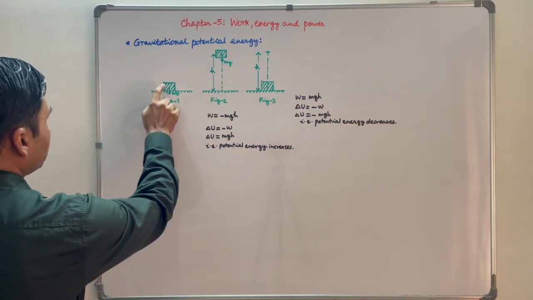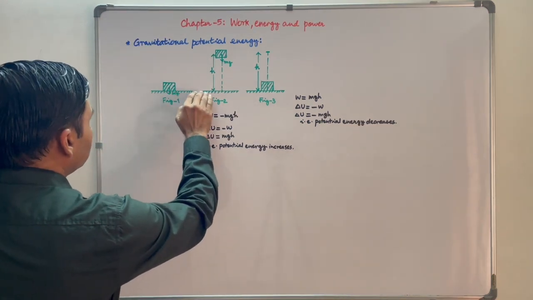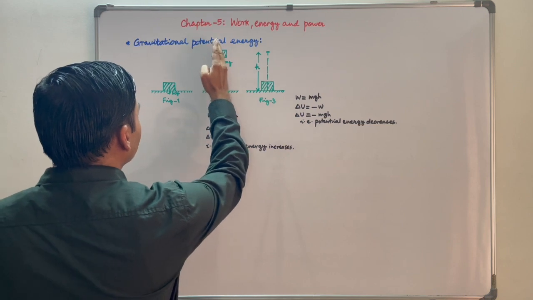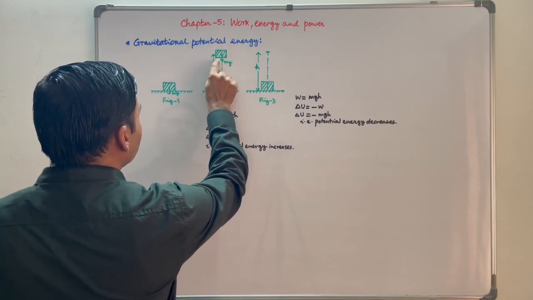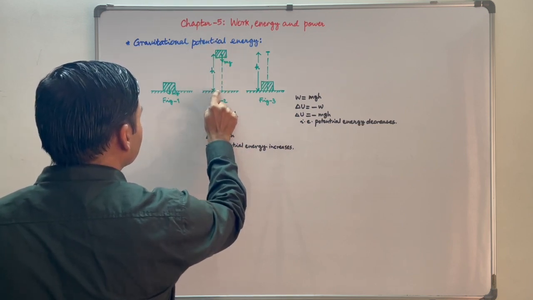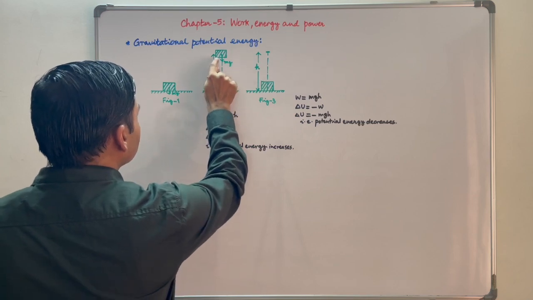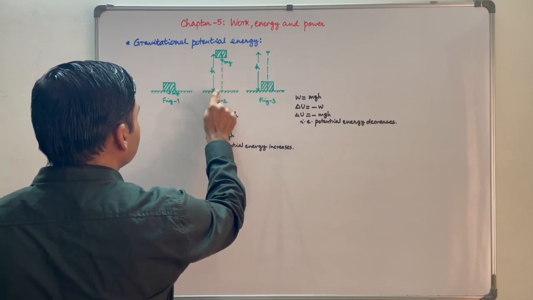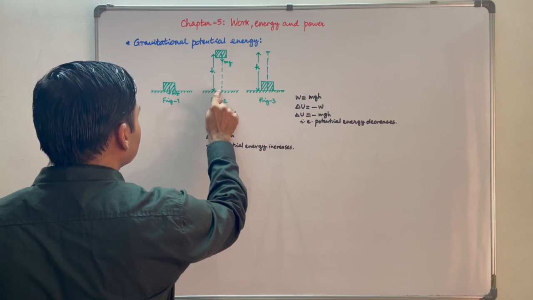Suppose a block of mass m is kept on the ground. Then it is raised vertically upwards through a height h. We can consider the block and earth as a system. Gravitational force working between the block and earth is conservative. So we can associate a potential energy corresponding to this force.